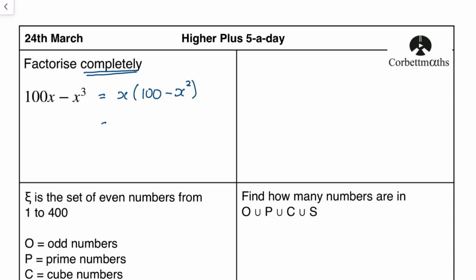The difficult bit is you then need to spot your difference of two squares. So that's going to be 10 minus x, 10 plus x. And that is one of those things you need to learn and you need to be on the lookout for. It's very easy to miss, but you do need to be aware of it.